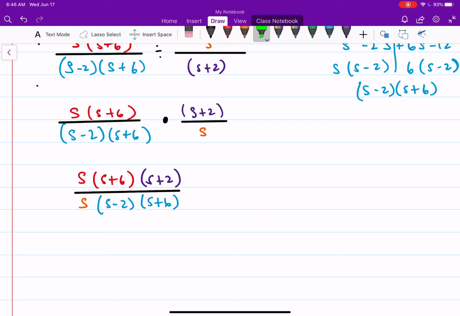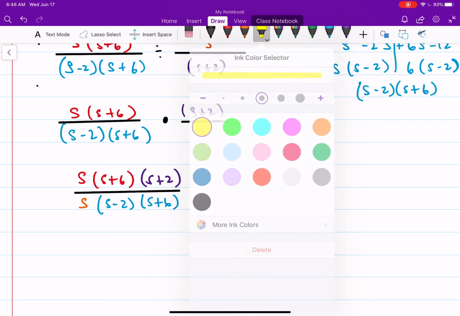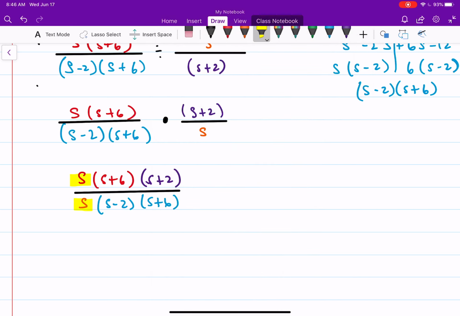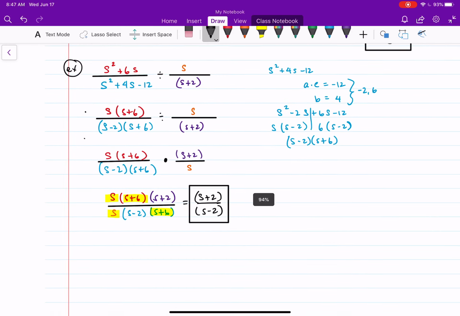Okay. So what do I have in common? The s's are in common. Is there an s plus 6? Yes, there is. Is there an s plus 2? Nope. So that means I have an s plus 2 over an s minus 2. And that would be my answer. Okay?